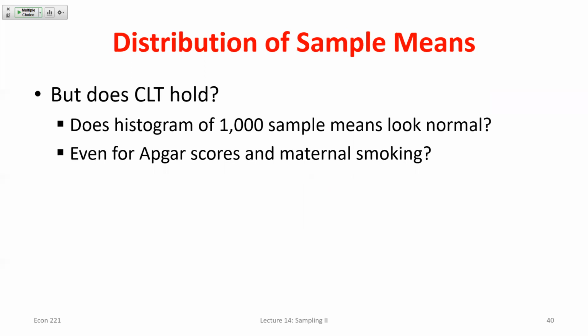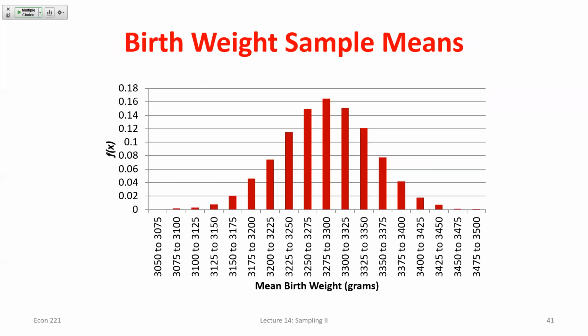So if I look at birth weight and I look at my sample means and did my histogram here, this is like a perfect normal distribution. Notice, because I'm taking samples of size 100, I know the variance will be smaller than the original variable, but you can also just look at the range. I'm only seeing sample means between 3,050 and 3,500.